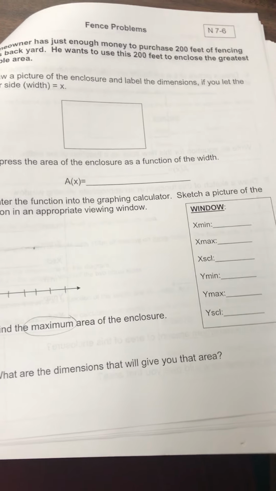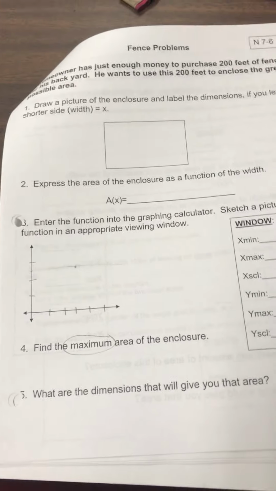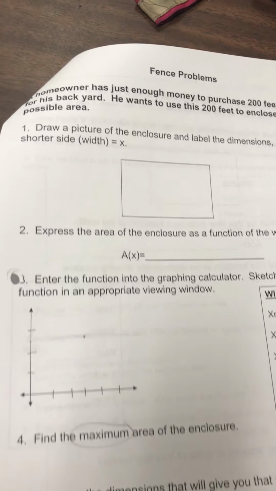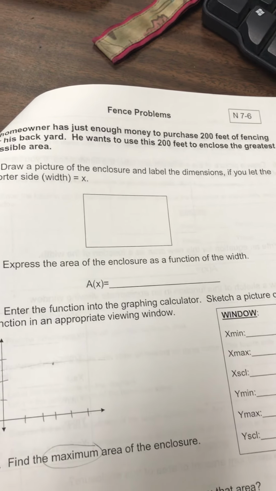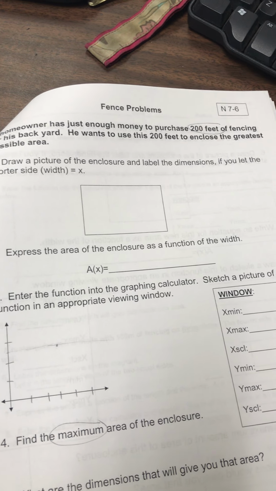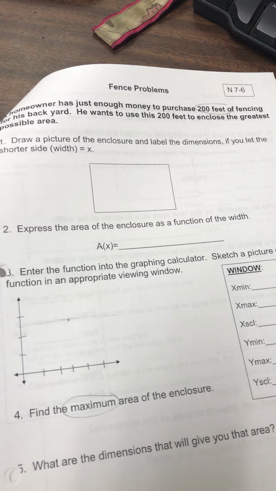Okay, so I'm going to do the notes for 7-6. This is called the fence problems. So let's look at the first one. It says a homeowner has just enough money to purchase 200 feet of fencing for his backyard. He wants to use this 200 feet to enclose the greatest possible area.